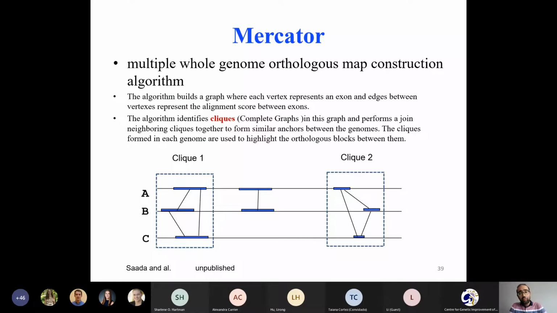The third class of whole genome alignment is based on graphs. I don't know if you studied graphs before, but Mercator is one of the best algorithms to do whole genome alignment. It is able to define the orthologous map construction in comparison between the different genomes. So how does this work? This whole genome alignment tries to detect cliques between the two genomes. A clique in a graph is when we have nodes which are connected, so it's a connected graph. All the nodes have edges between them.